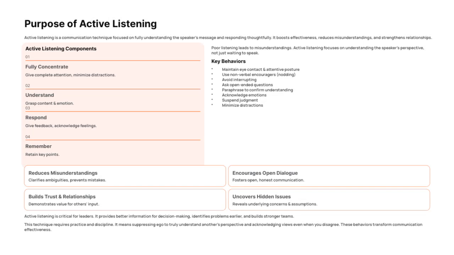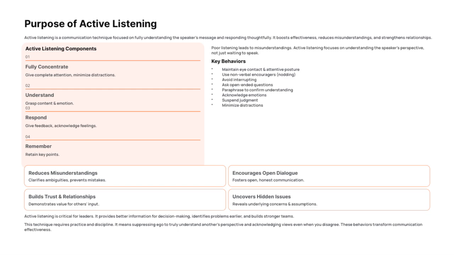This technique requires practice and discipline. It means suppressing ego to truly understand another's perspective and acknowledging views, even when you disagree. These behaviors transform communication effectiveness. Active listening is critical for leaders because it provides better information for decision-making, helps identify problems earlier, and builds stronger teams. It reveals underlying concerns and assumptions, uncovering hidden issues that might not be immediately obvious.